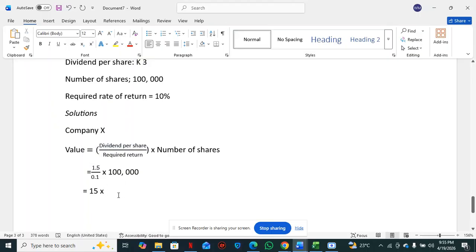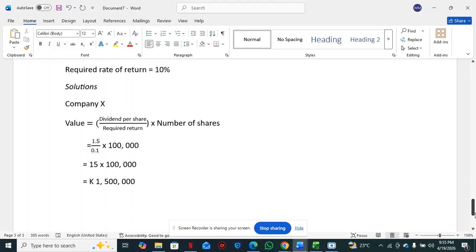Multiplied by 100,000 shares. 15 times 100,000, 1,500,000. 1,500,000 kwacha. That is the value of company X.